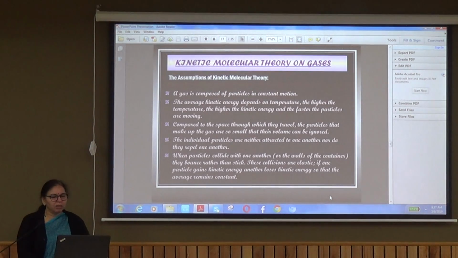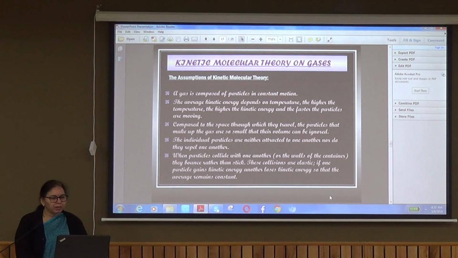Kinetic molecular theory of gases. The most important assumptions of the kinetic molecular theory of gases: a gas is composed of particles in constant motion. Second, the average kinetic energy depends on temperature. The higher the temperature, the higher the kinetic energy, and the faster the molecules are moving.